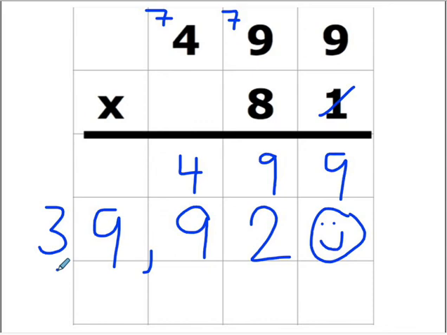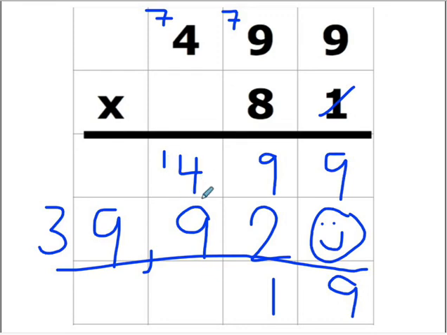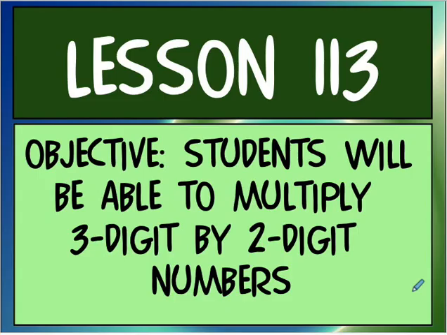Now we can add up all of our numbers. 9 plus 0 is 9. 9 plus 2 is 11. 1 plus 4 plus 9 is 14. 1 plus 9 is 10. And 1 plus 3 is 4. So we have 40,419. And that is how you multiply 3-digit by 2-digit numbers.